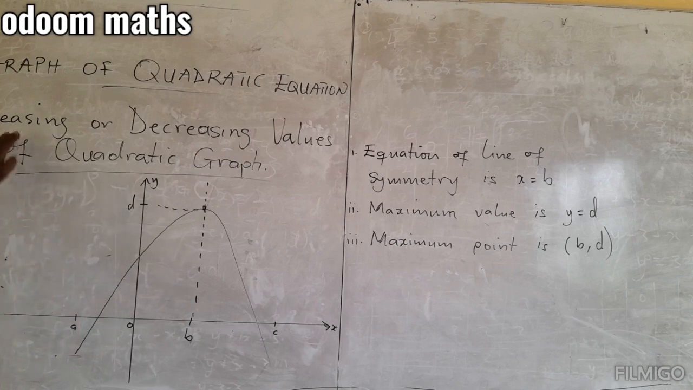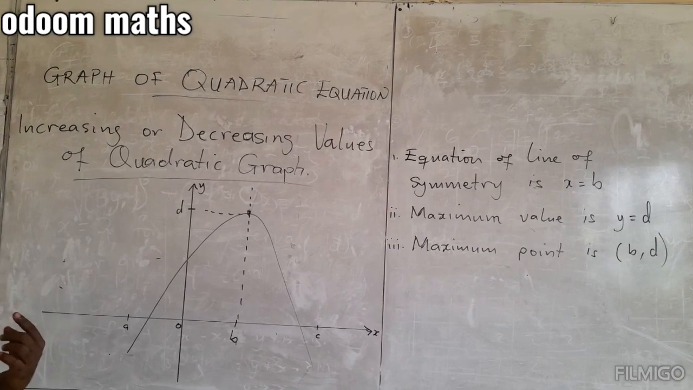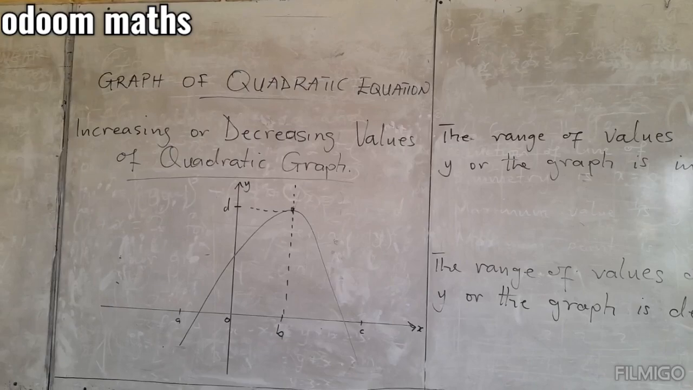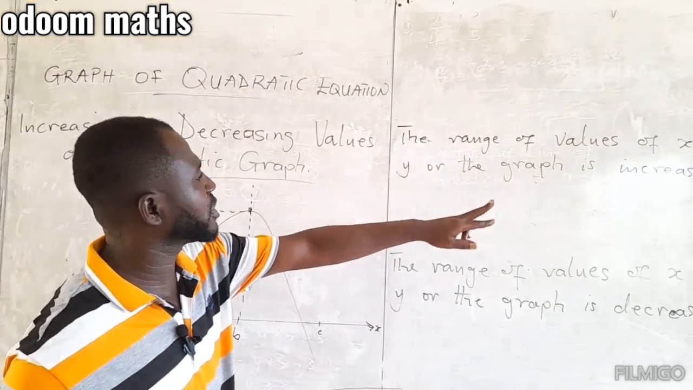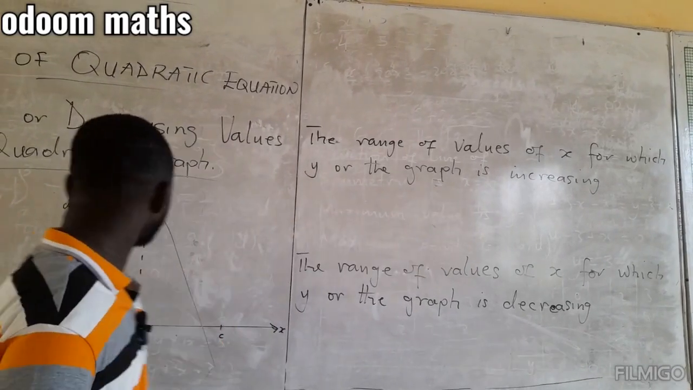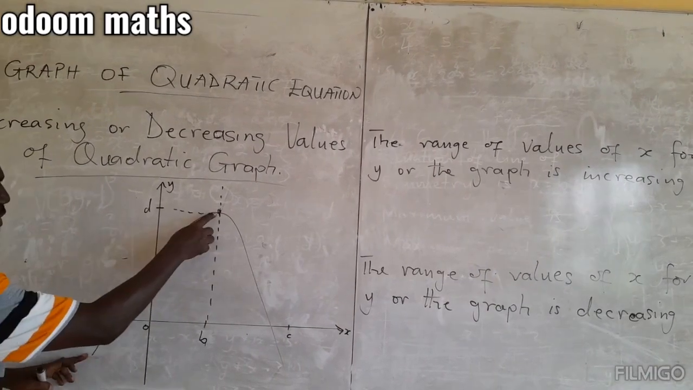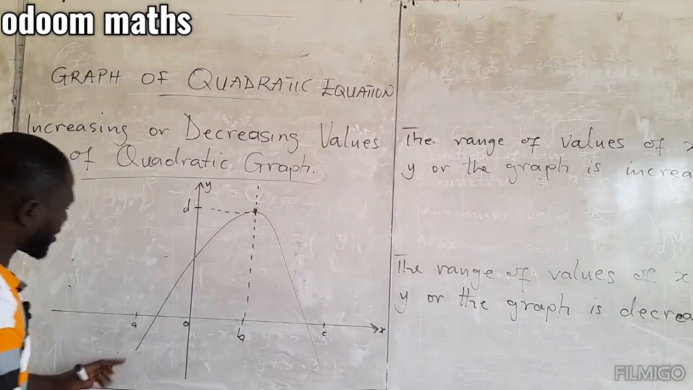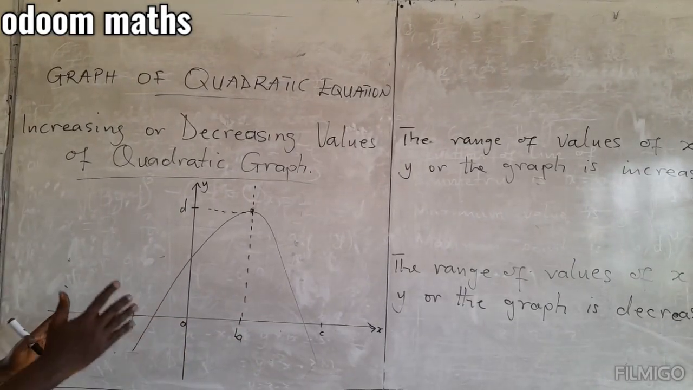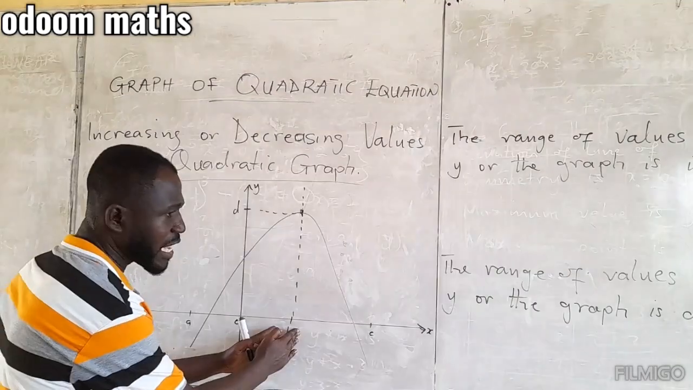Now, for the increasing and decreasing, the question normally states the range of values of x for which y, or the graph, is increasing. So the graph increases from this point to this point and decreases from this point to this point. But on the x-axis, that is the value of x. So the range of x, from which x to which x is the graph increasing. So that is from a inclusive to b exclusive.